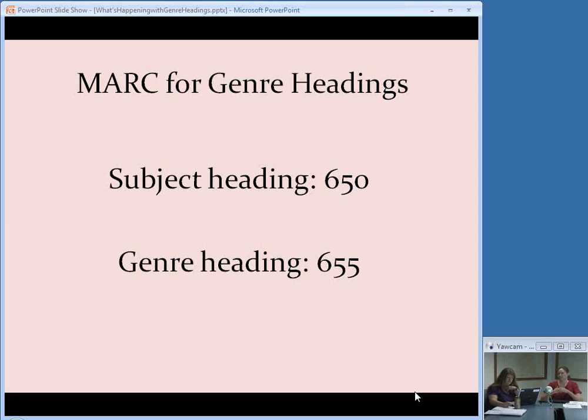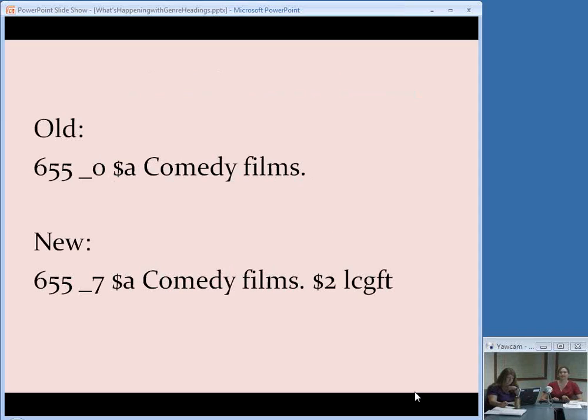Even when the Library of Congress genre terms existed as part of the subject headings, they were still assigned a 655 tag. They went in a 655 field. However, there is a little bit of change, as you may notice. This is how it was done previously.